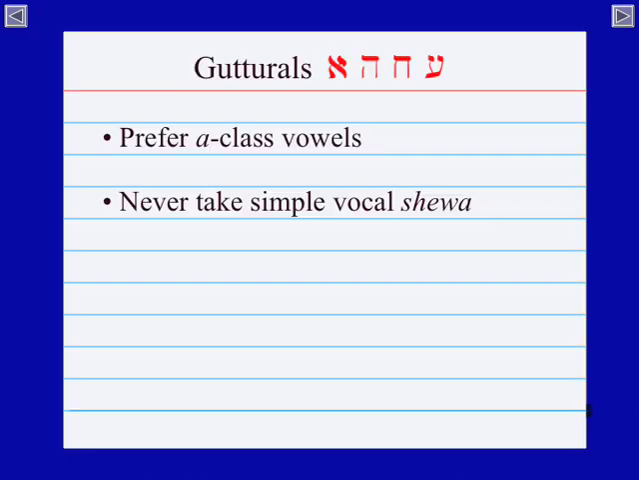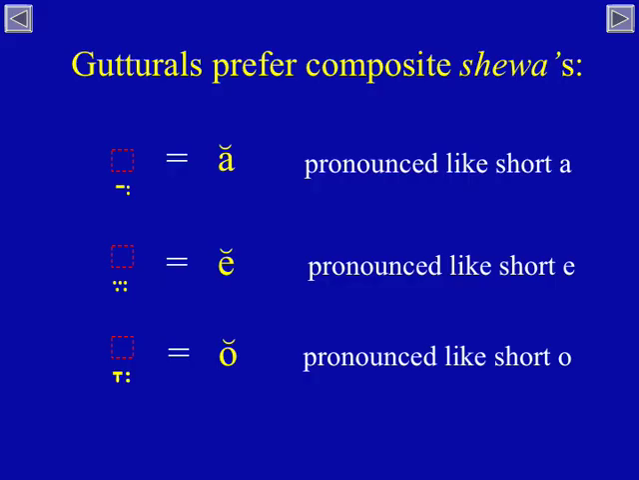Also, gutturals usually don't take simple vocal schwas. We say here never. That's not quite right. You will see it from time to time. But in general, they do not take a simple vocal schwa. When the pattern calls for a vocal schwa, instead you will get what's called a composite schwa. And you can see how it's written. It's written like a combination between a schwa and a short vowel, like a patach, a segol, or a kametz chatuf.